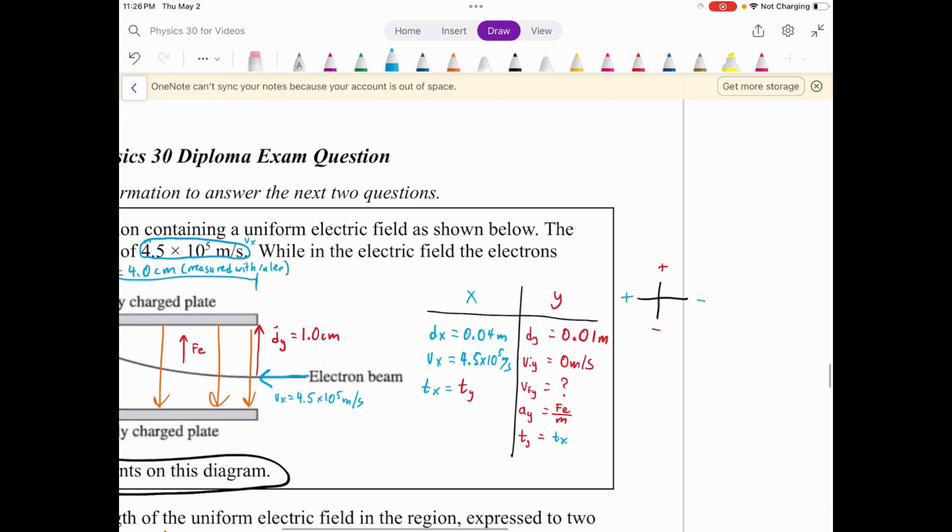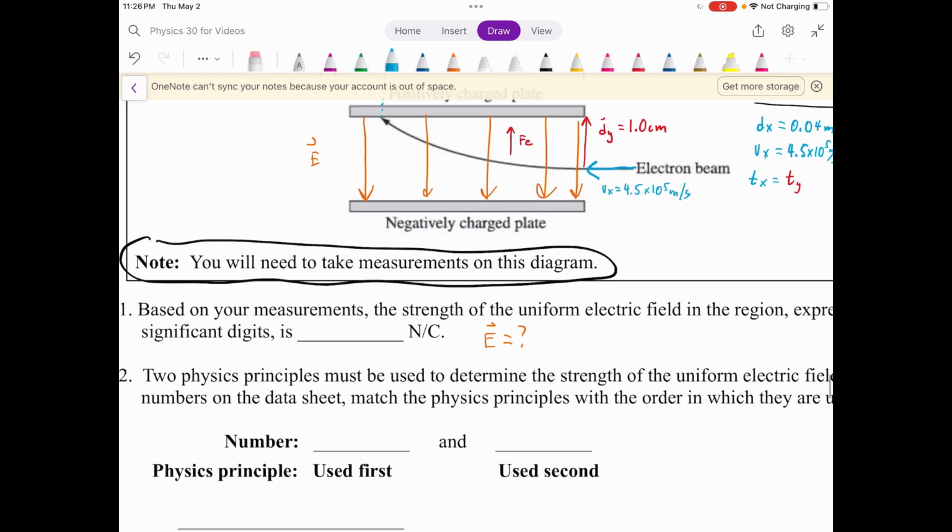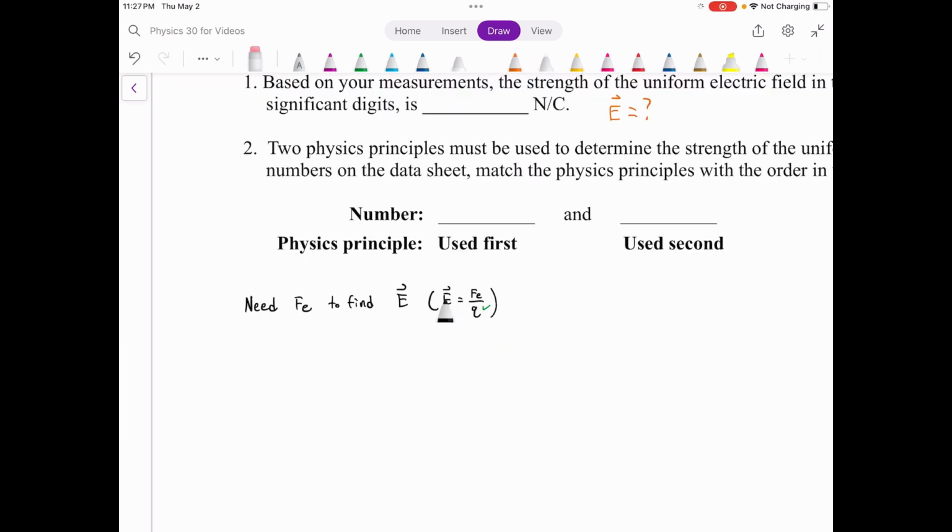So if we only knew one more of these things, we could find the acceleration and therefore find the force and therefore find the electric field, right? So our situation right now is this. We need the force on the electron to find the electric field using this equation, right? We know the charge already. If we just had the force, we'd have the electric field.